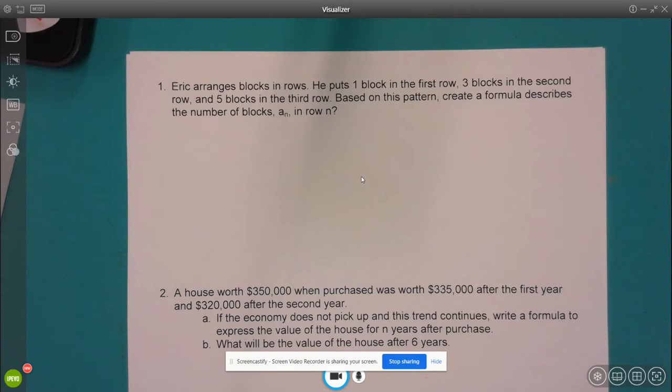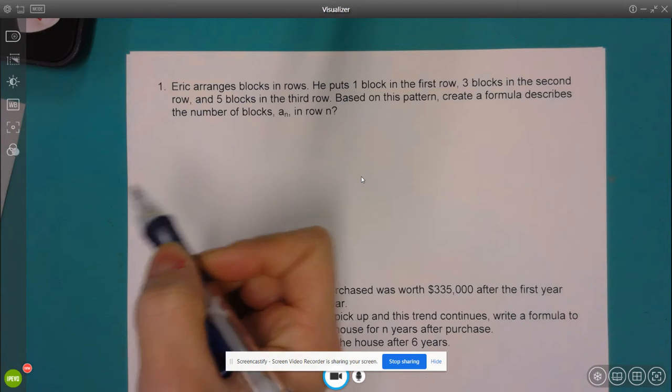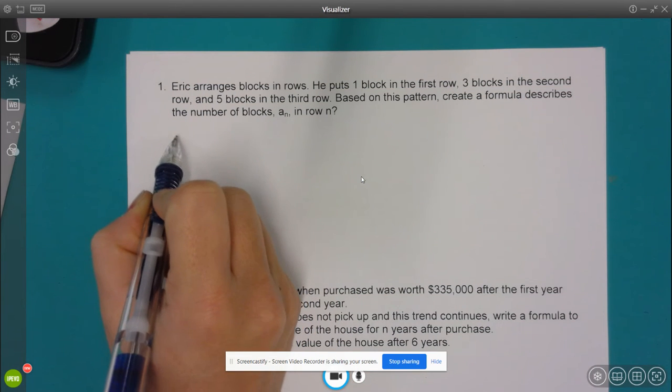So we're going to go through a couple word problems together, using everything we've done with arithmetic sequences so far to create these equations. In this first question, I've been given data about different rows and how many blocks are in each row. Our job is to create an equation or a formula that describes the number of blocks. So I'm going to start by making a table.